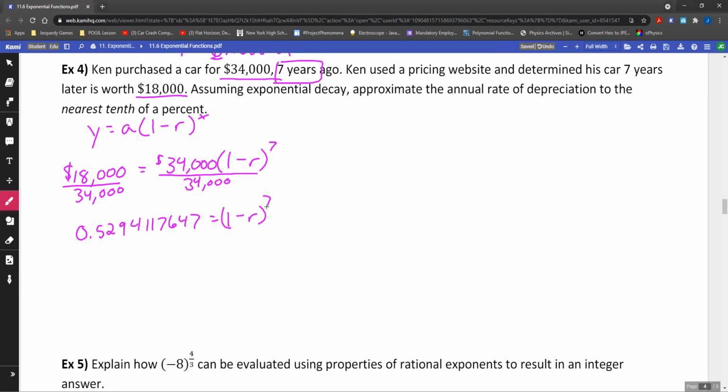To move the 7 over, I do the inverse of that exponent to the other side. So raise this to the 1/7 power. And this becomes this. Now what we're going to do is subtract 1.